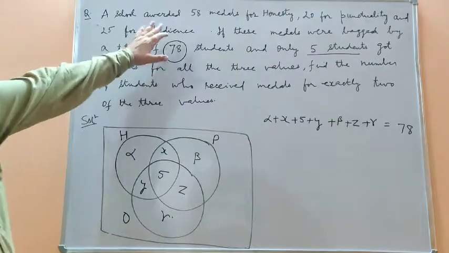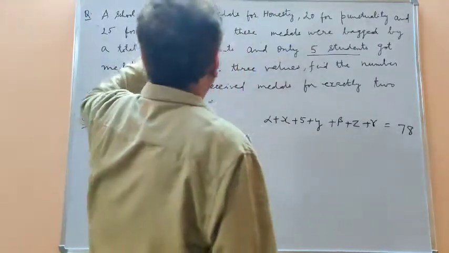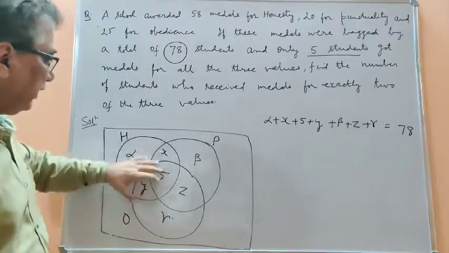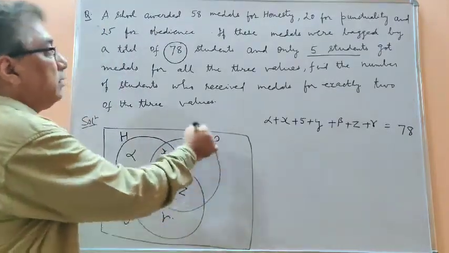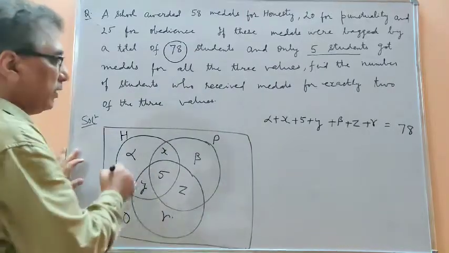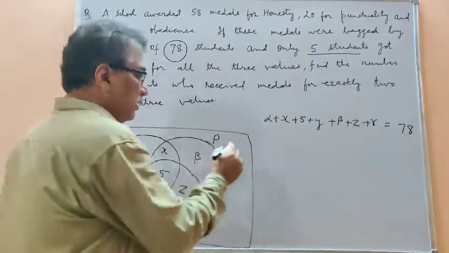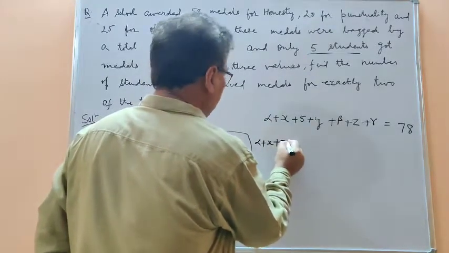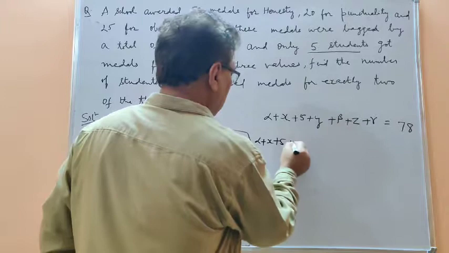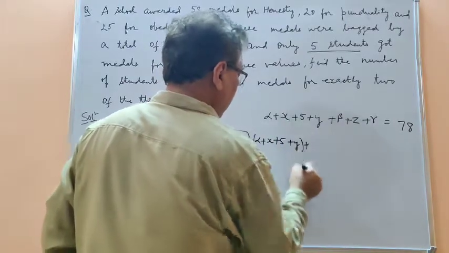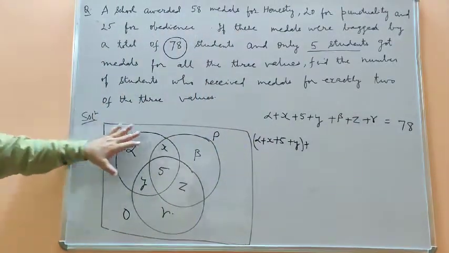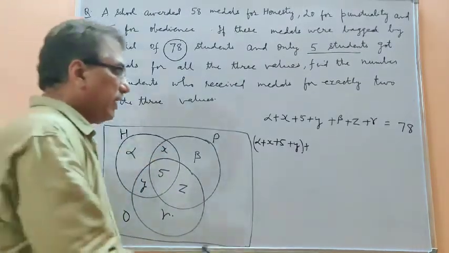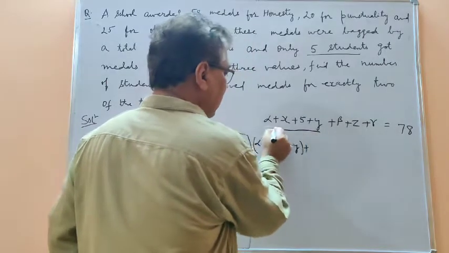Now we have to introduce these numbers, 58, 20 and then 25. 58 means this total is 58. This total is 20 and this total is 25. So how to introduce this? First, alpha plus X plus 5 plus Y. Let us separate this. This part I have written, which will be replaced by 58.